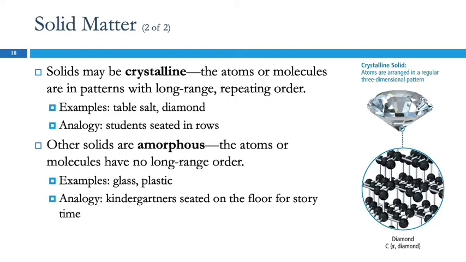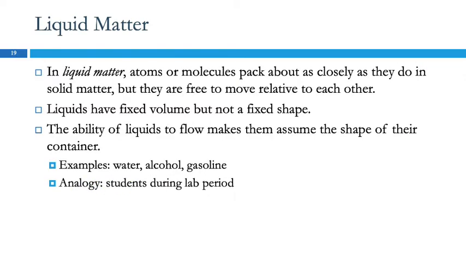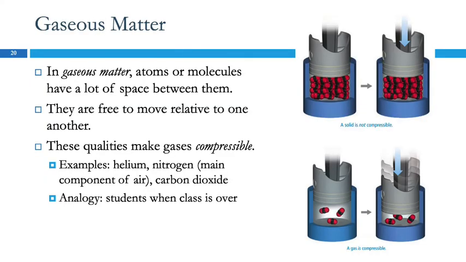And whether it's amorphous or crystalline has an effect on the characteristics of the solid. So crystalline solids, table salt, diamond. Glass and plastic are examples of amorphous solids. Liquid, I mentioned those things. Gases, I talked about the changeable volume.